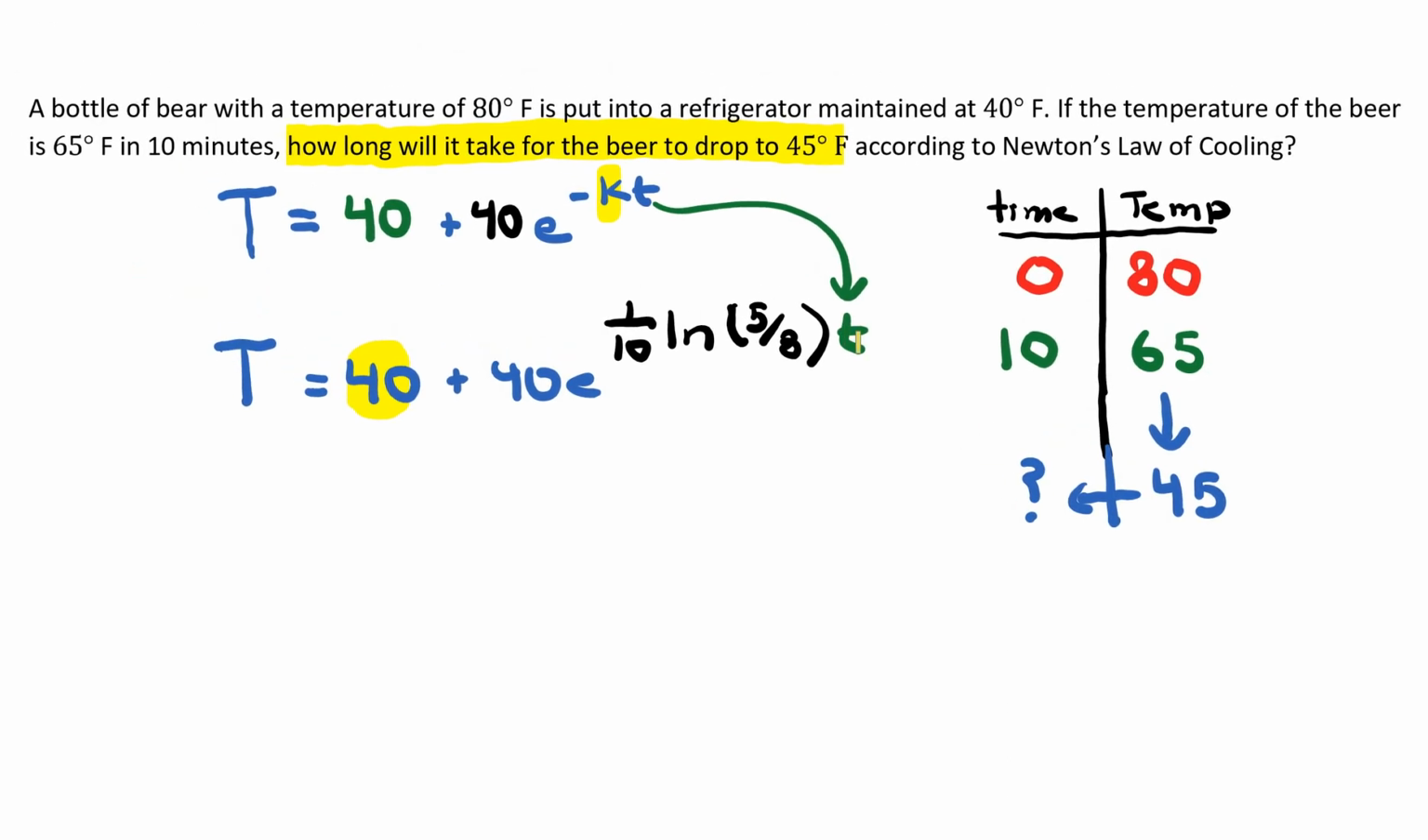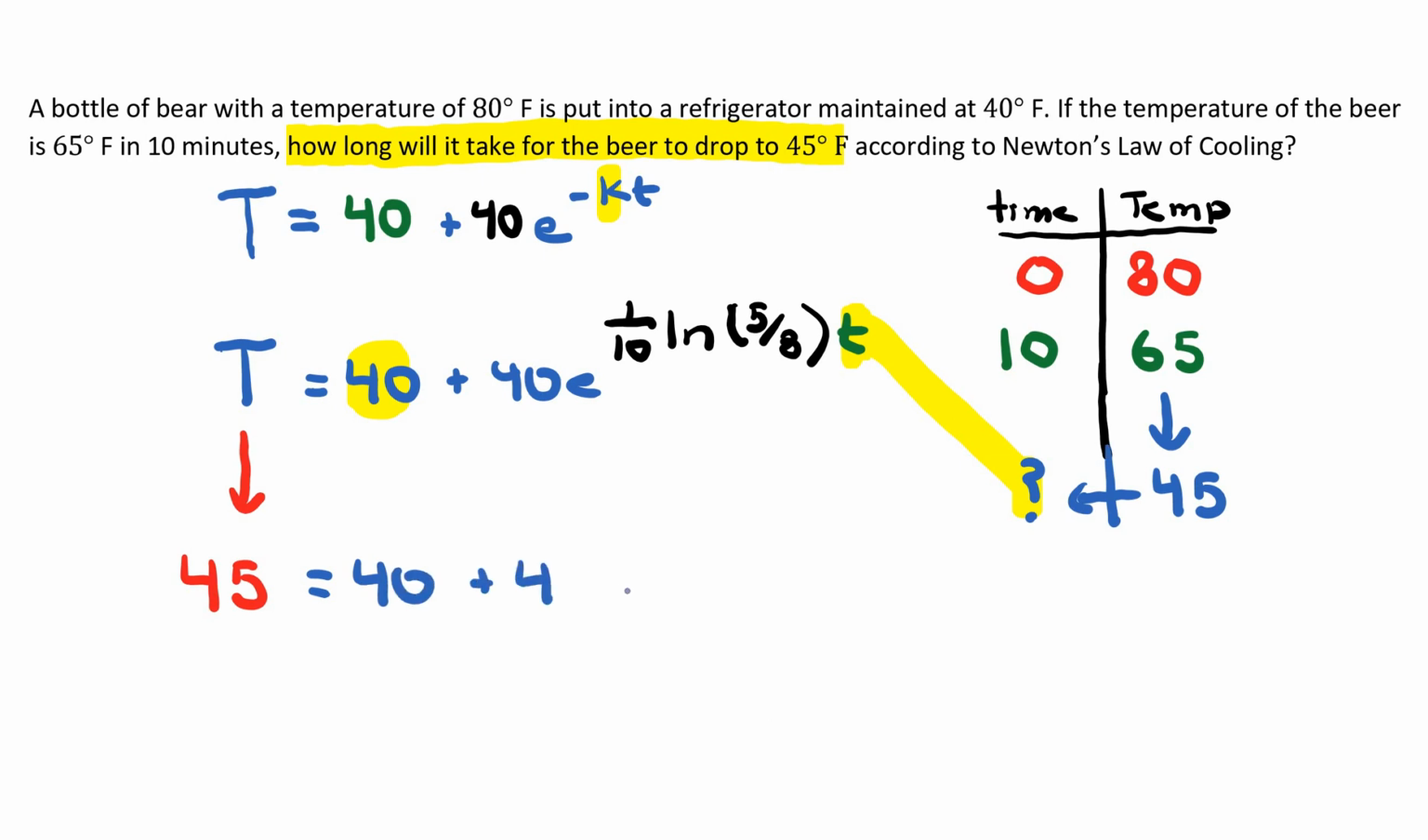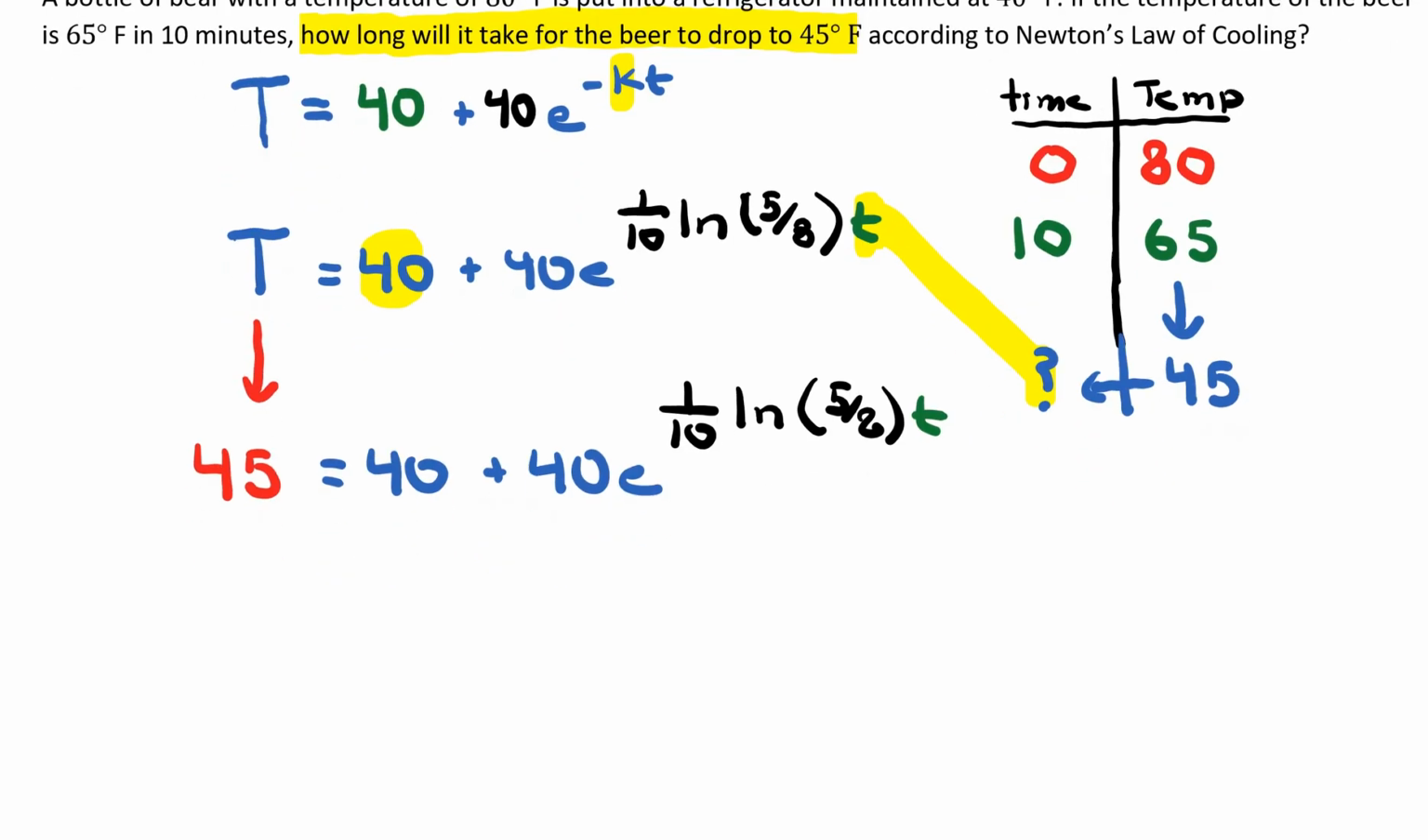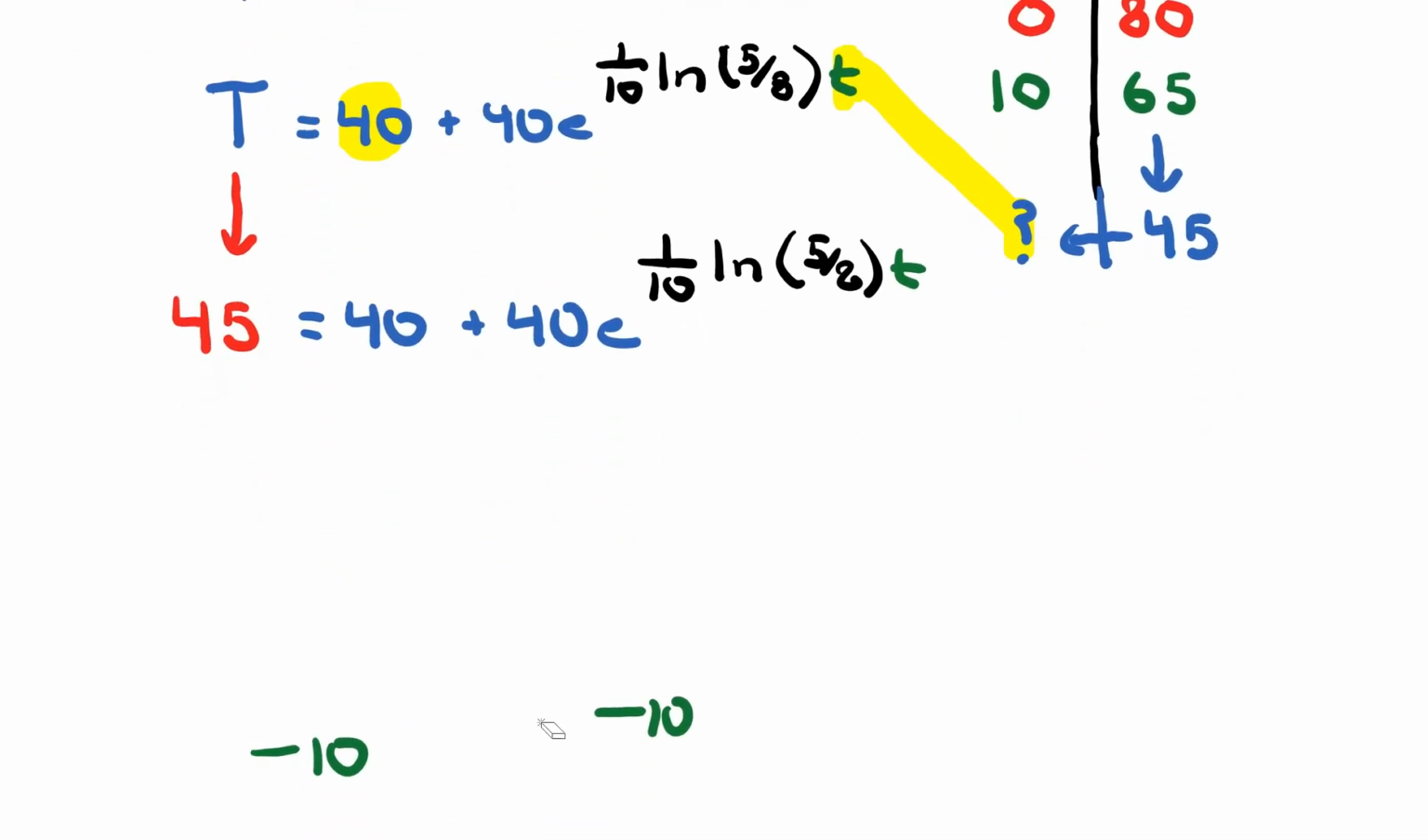So I want to solve for t, right? I want to find out how long it is going to take to reach a temperature of 45 degrees Fahrenheit. So this capital T now becomes 45 equals 40 plus 40e to the power of 1 over 10 ln 5 over 8 times t. Now we're solving this pretty big equation here.